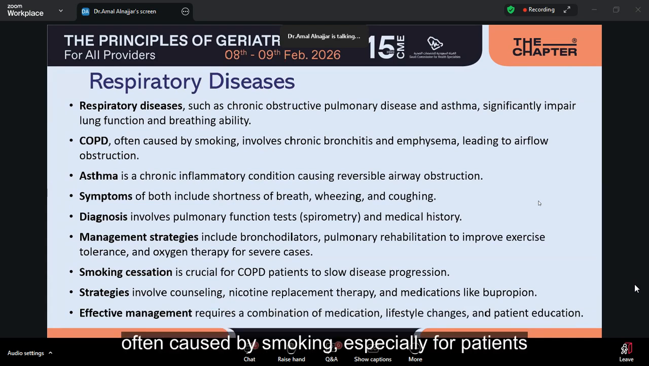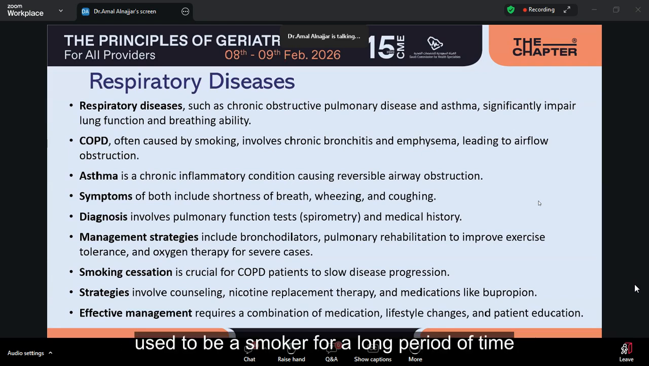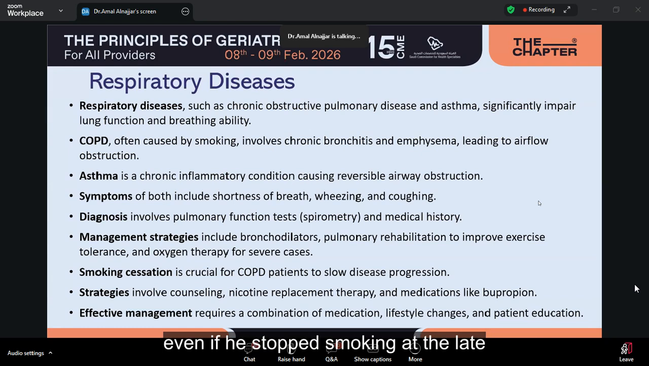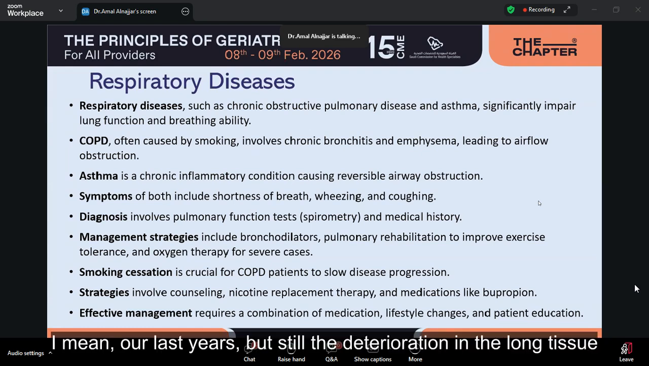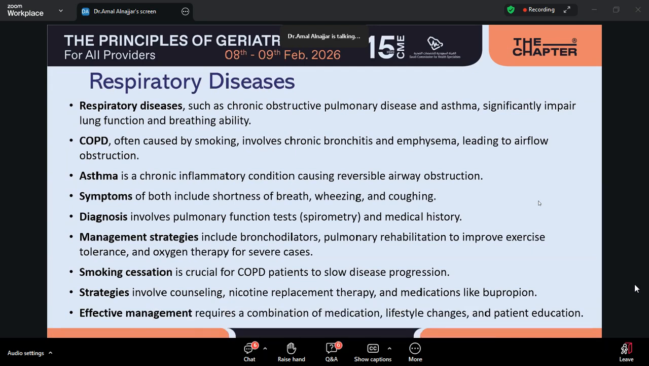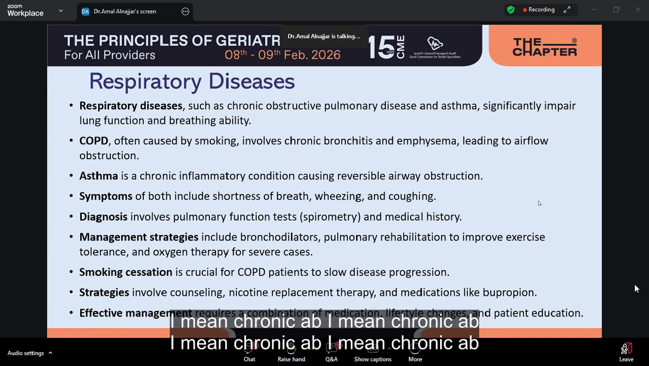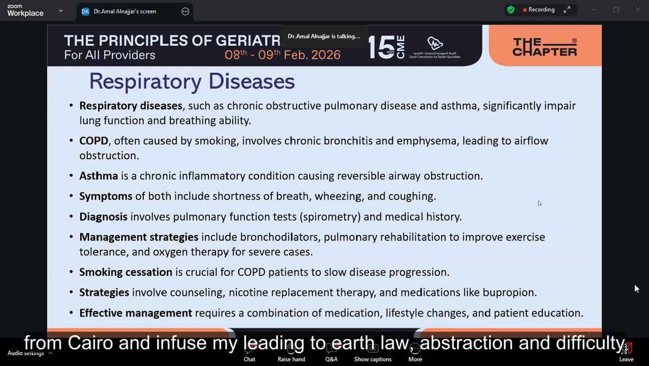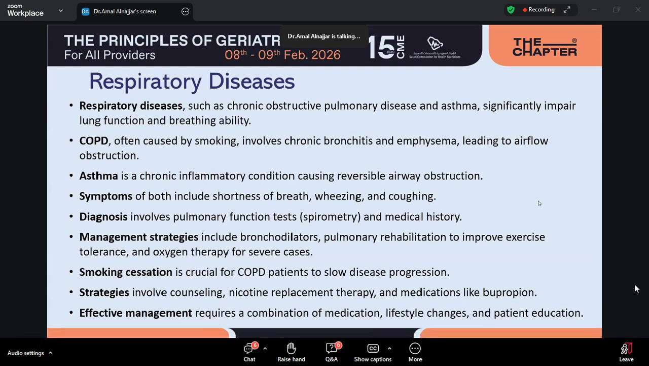Chronic obstructive pulmonary disease is often caused by smoking, especially if the patient used to be a smoker for a long period of time, even if he stopped smoking in the late years, but still the deterioration in the lung tissue has happened, and the patient might complain even after smoking cessation. Chronic obstructive pulmonary disease, which is caused by smoking, can involve chronic bronchitis and emphysema, leading to airflow obstruction and difficulty in taking breath.